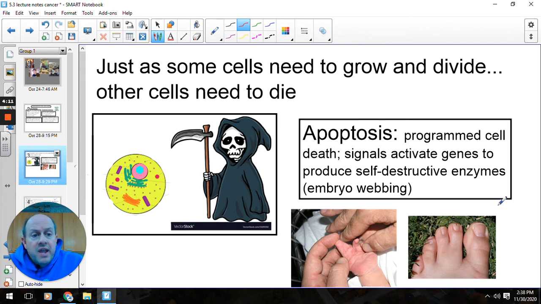If somebody doesn't have the growth factor hormones needed to cause that apoptosis, then that webbing might exist after birth. That programmed cell death is called apoptosis. Just like we said, sometimes it's time for a cell to grow, and sometimes it's time for the cell to die.